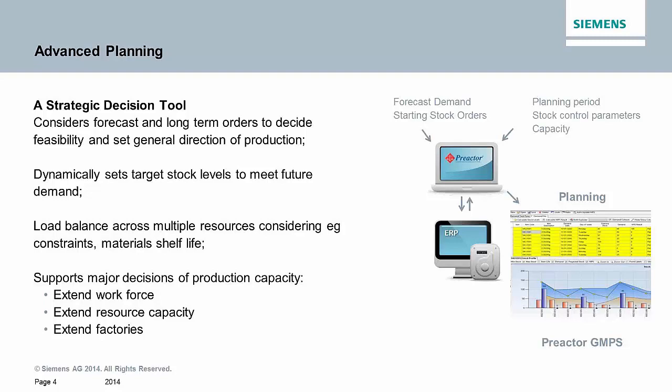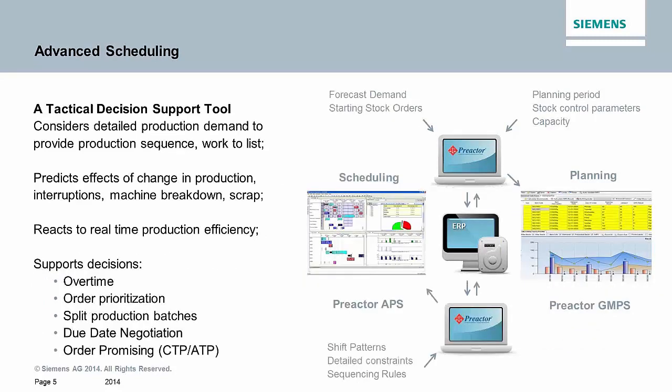Now, advanced scheduling is detailed execution, is putting the jobs in the sequence that you're going to run them and creating the work list. But it's also managing changes that happen in production. Advanced scheduling allows you to immediately see the impacts of production interruptions, machine breakdowns, or parts being scrapped. You can immediately repair your solution to resync after production variations.